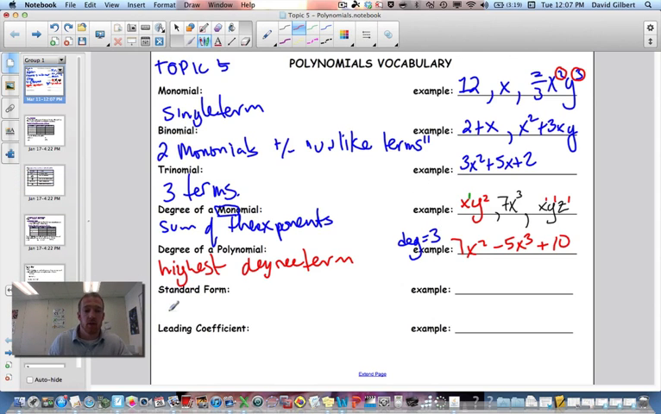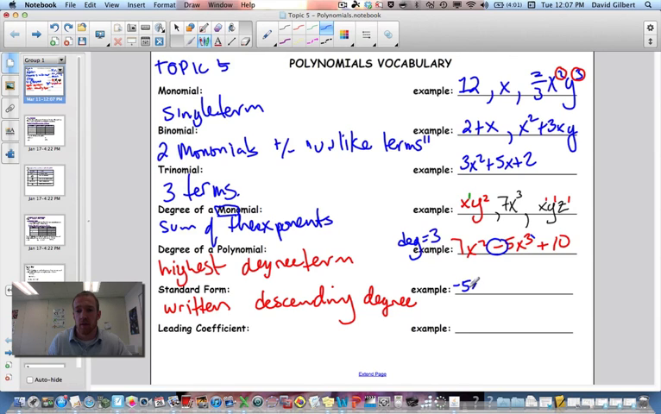When you write it in standard form, that's just written in descending degree. So if we were going to use the polynomial I wrote before, this is the highest degree, so I'd write that first, making sure I include the minus sign. So negative 5x cubed plus 7x squared plus 10. A number is technically degree 0, because if there was a variable, it'd have to be to the 0th power for this to still be the same thing.